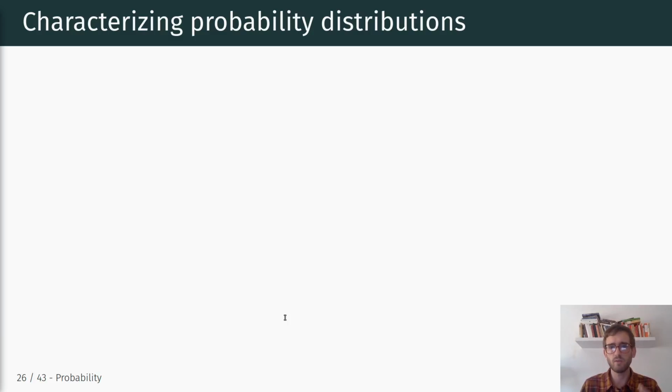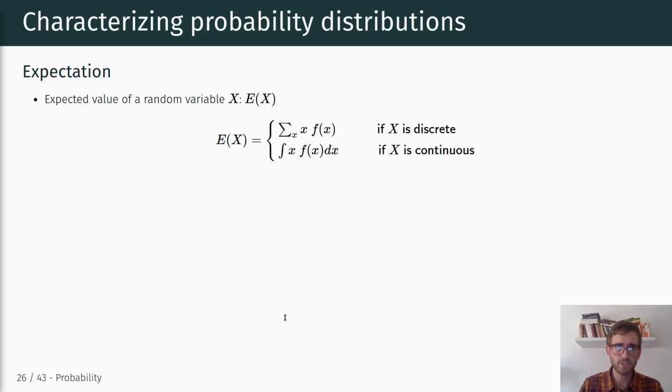There are two more important characteristics or attributes to characterize probability distributions. The first one is the expectation, and we mentioned the expectation before. The expectation is just the expected value of a random variable, right? And it's denoted as E of x, so expectation of x.